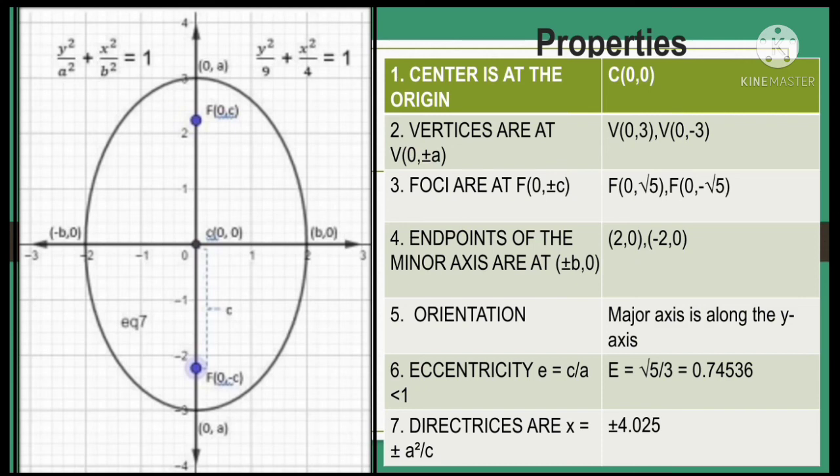The foci are at (0, square root of 5) and (0, negative square root of 5). For the endpoints, again, 2 is derived from b squared, so we come up with 2. The endpoints of the minor axis are at (2, 0) and (-2, 0). The orientation is along the y-axis. The eccentricity is the square root of 5 over 3, and if we simplify, we come up with 0.74536. The directrices are at ±a squared over c, or 9 divided by the square root of 5, so we come up with ±4.025.